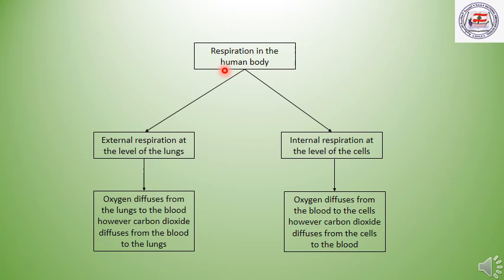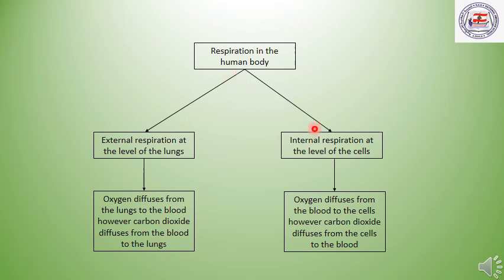Before starting with any activity, we need to know what is respiration in the human body. Respiration in the human body is divided into two types. An external respiration that occurs at the level of the lungs, where the oxygen diffuses from the lungs to the blood. However, carbon dioxide diffuses in the opposite direction from the blood to the lungs.